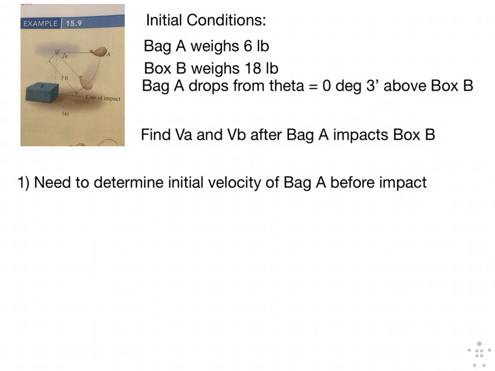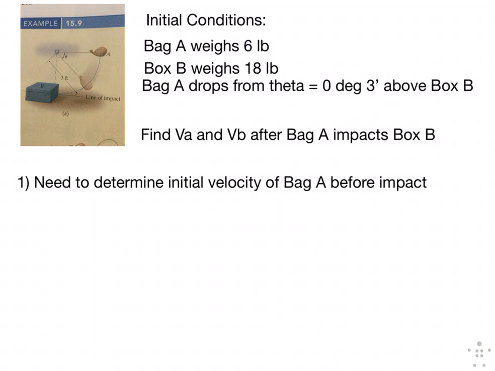Okay, so we have this bag. You can see it's going to start at this horizontal position at A, and it's going to swing down. It's going to eventually strike B. If you look at this problem, you should recognize that it's going to strike box B along the line of impact, so the velocity is going to be straight along the line of impact. And box B is at rest. So this is going to be a central impact problem.